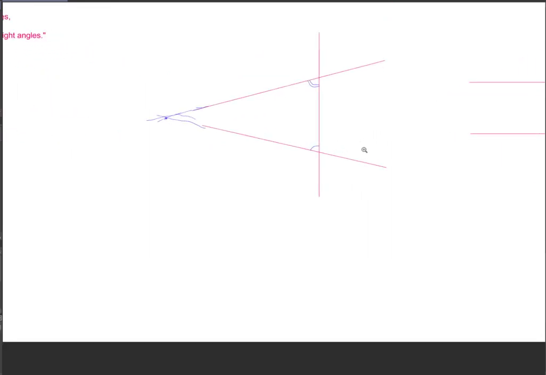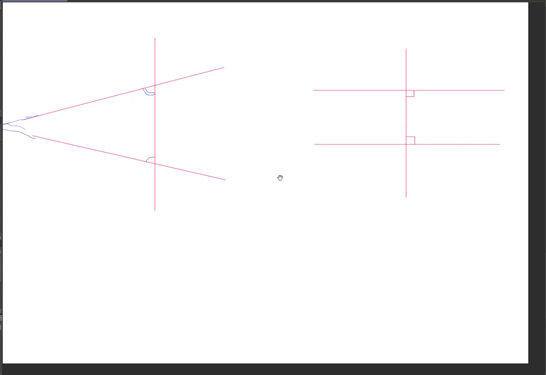Notice that they are on different sides of the transversal this time. On this one, they were on this side, and on this one, they were on this side, right? So it doesn't matter which side, as long as when you add these two together, they're less than 180, because that's less than two right angles.